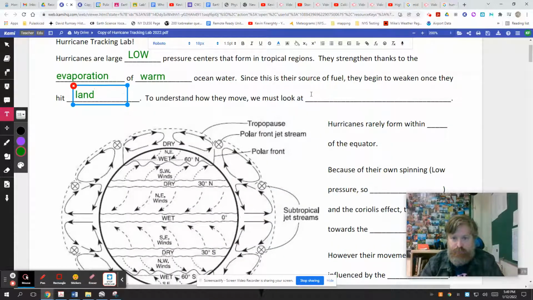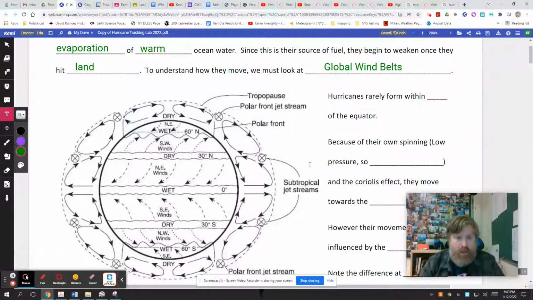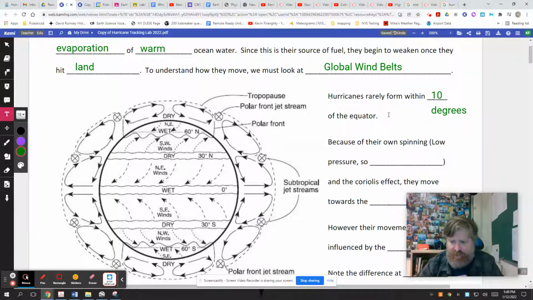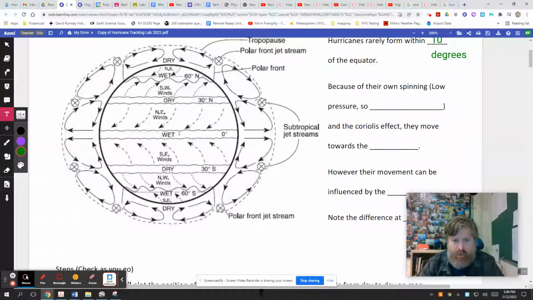To understand how they move and why they do that funny curve thing, which is kind of the point of this lab, we must look at global wind belts, which again, lesson M should be done first. Okay. So first off, hurricanes rarely form within roughly 10 degrees of the equator. That gets complicated with how the Earth is spinning and the difference in Coriolis effect near the equator. They tend not to happen right near there. So they'll form off that a little bit.